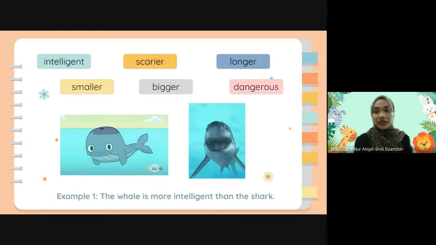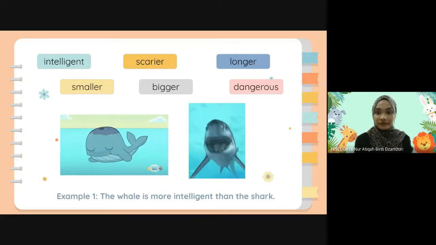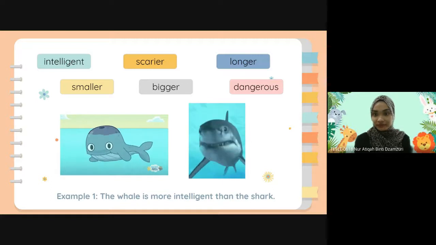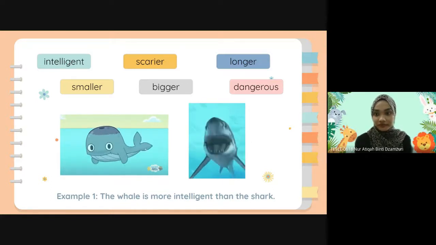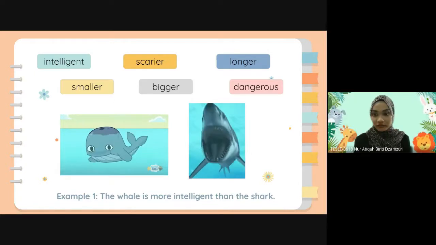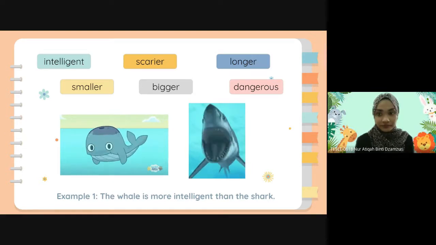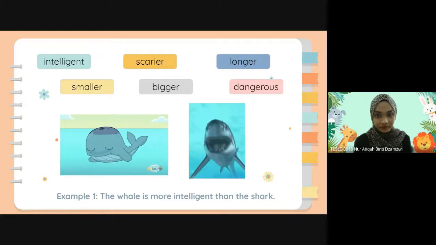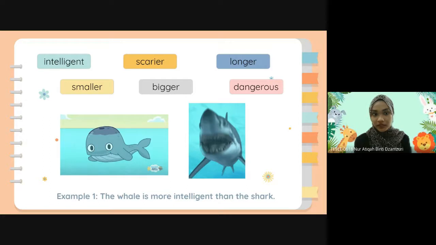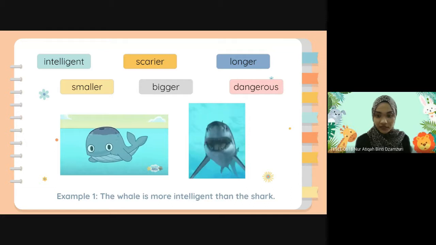Okay, Luqman, read your answer. Luqman, what is your answer? Where is Luqman? Okay, what is your answer? Okay, the others, Hazri? Maybe he has internet connection problem. Okay, Hazri or Hazril? Was it Hazril just now?